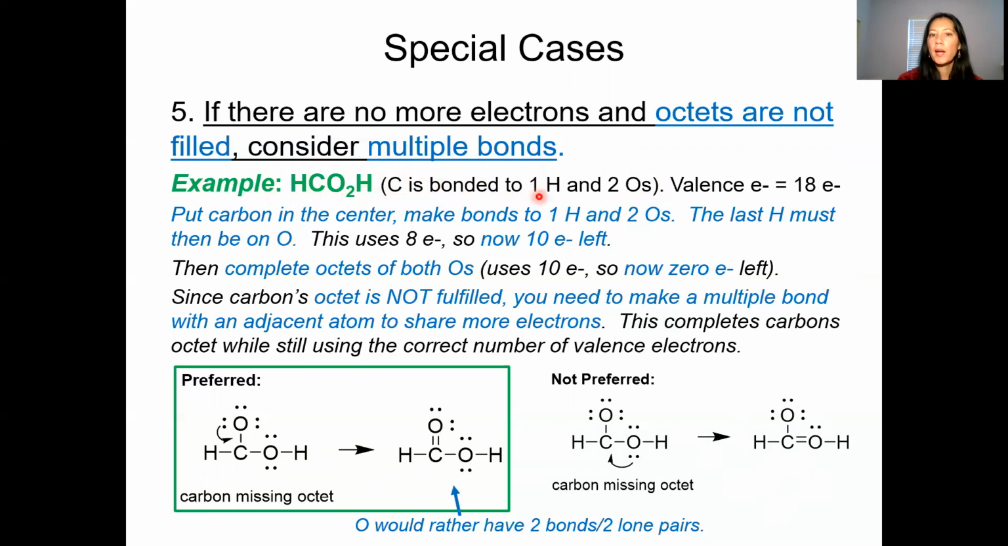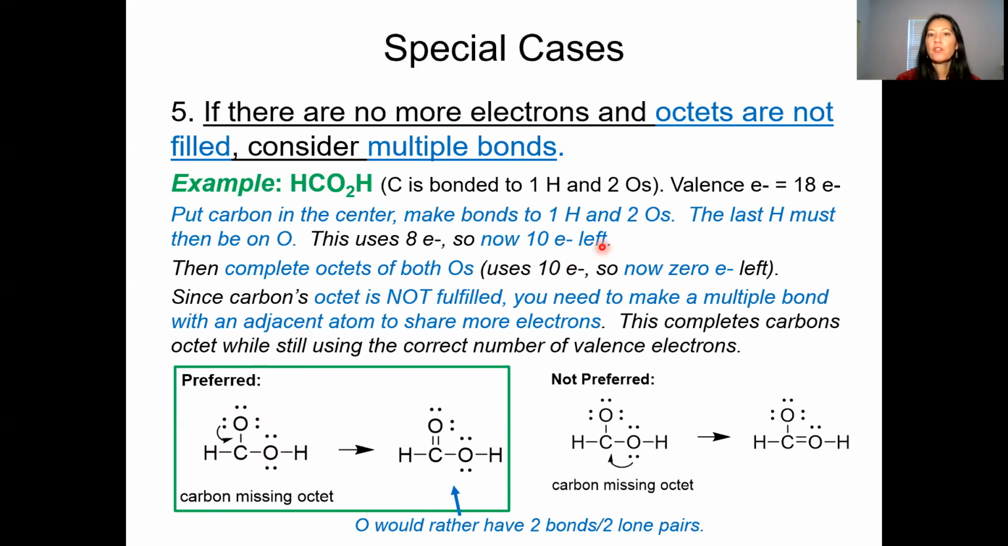I'm going to give you a hint. Carbon is bonded to 1 H and 2 O's. So carbon here is bonded to 1 H and 2 oxygens. That means that last hydrogen must be bonded to one of the O's. So I just put it on the lower one. Didn't matter, you could have put it on the upper one.